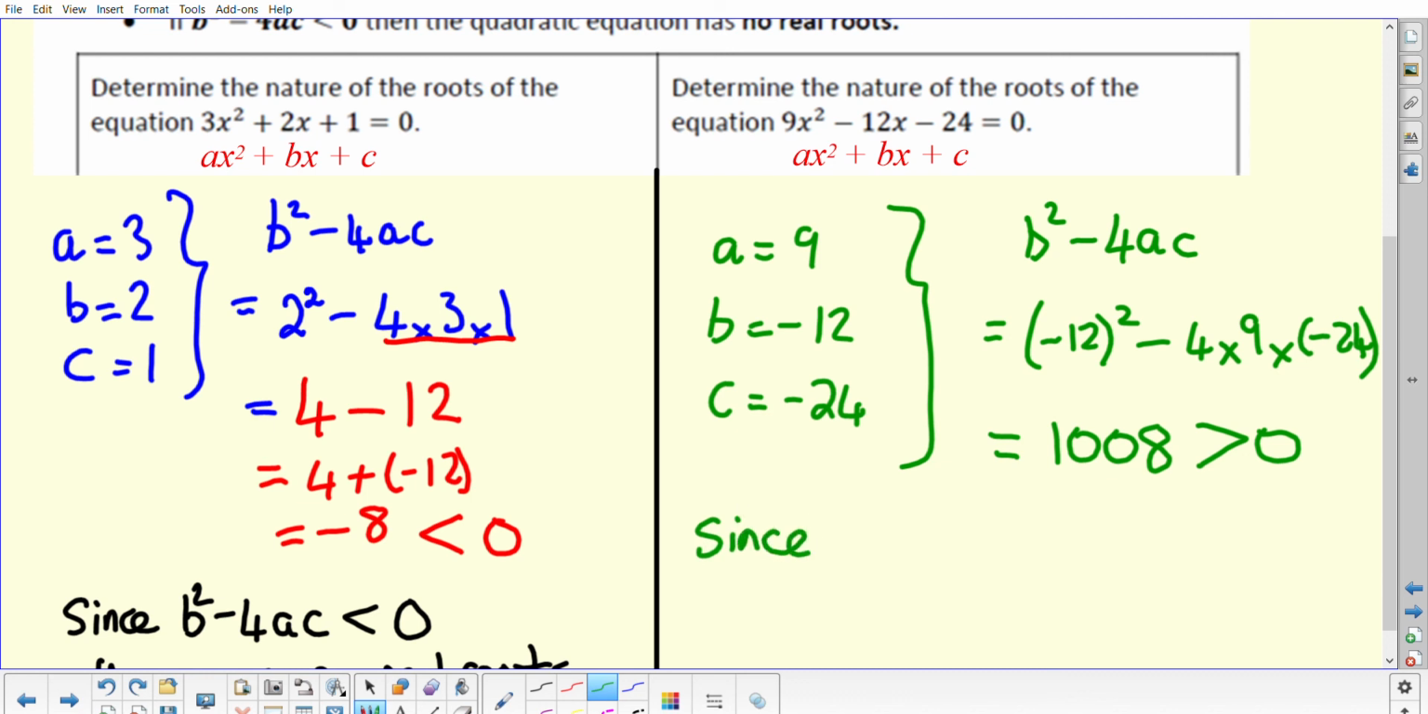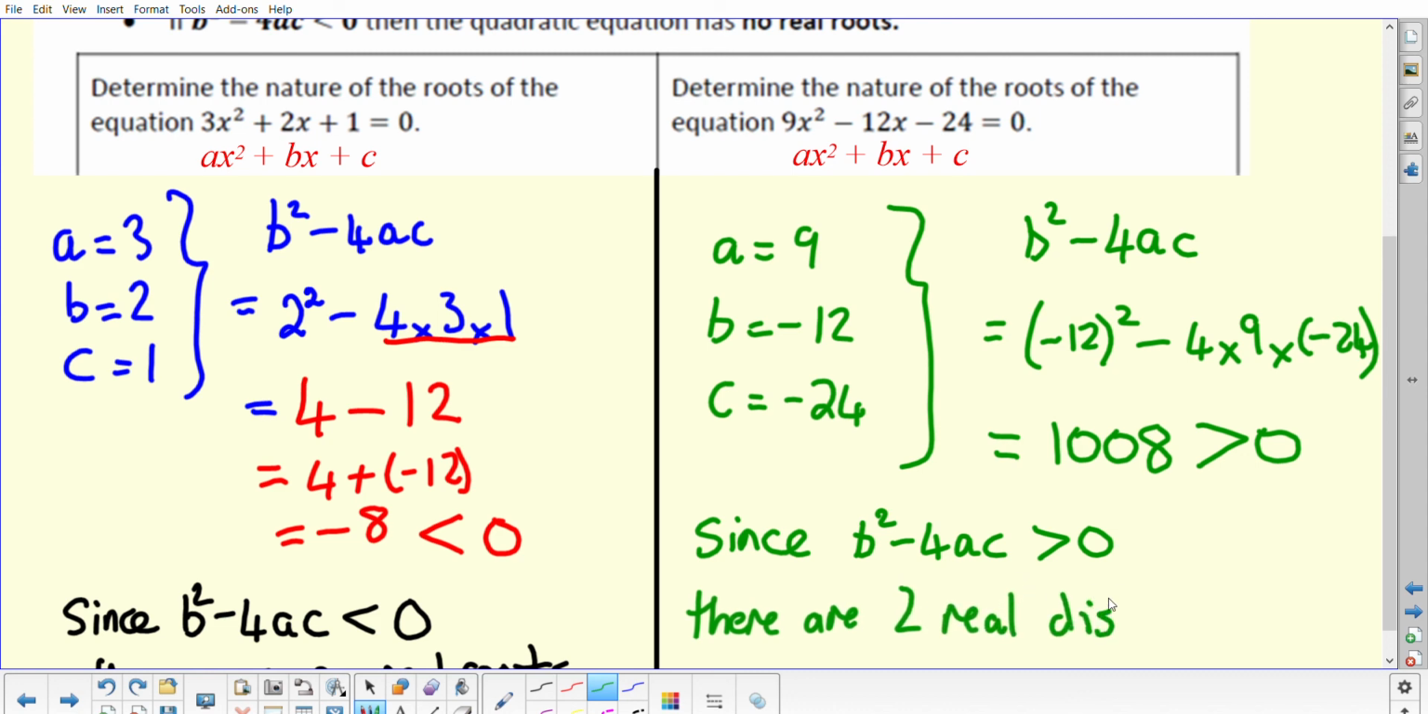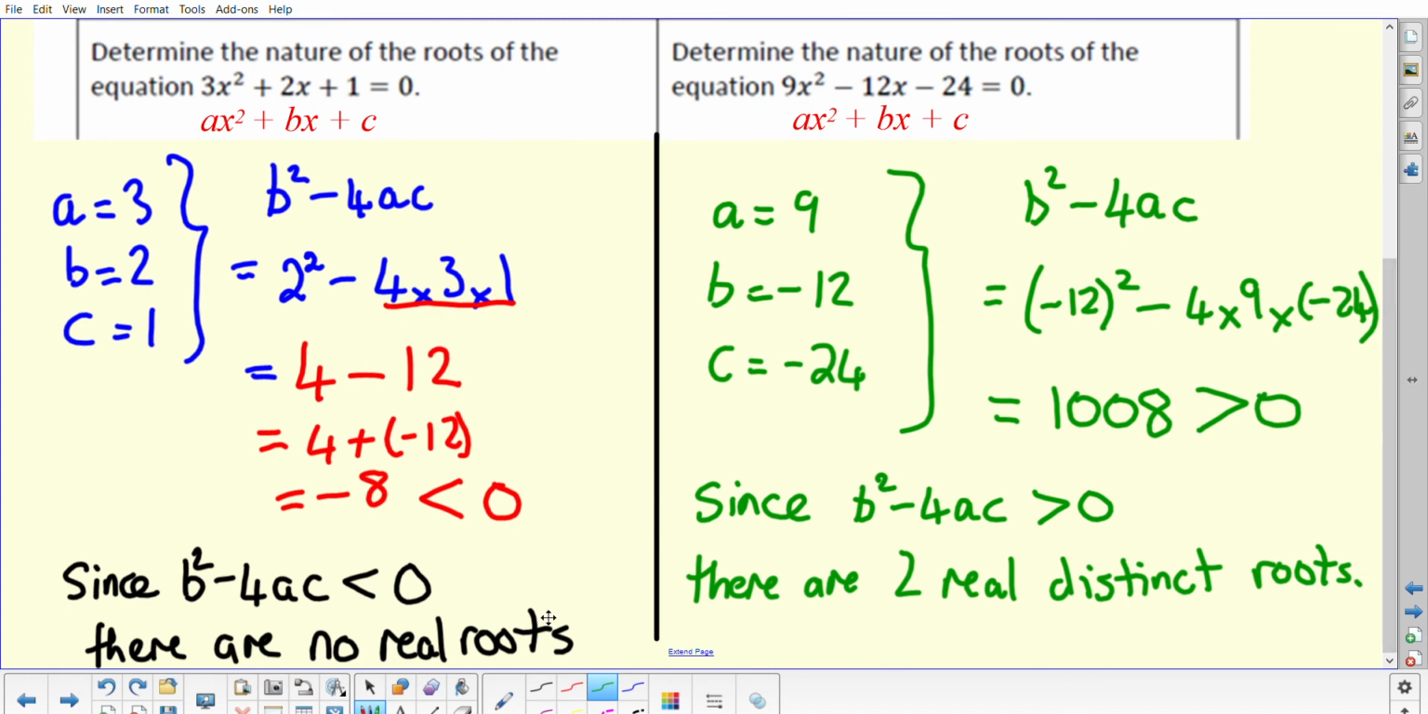You don't need to work out those 2 roots, you just need to go on and say, since b squared minus 4ac is greater than 0, there are 2 real and distinct roots. You need to use the words real and also distinct. That's the phrase that you need to get used to. So it's very important that you use the terminology that's used, and that's your communication mark when you do this sort of thing in the exam.